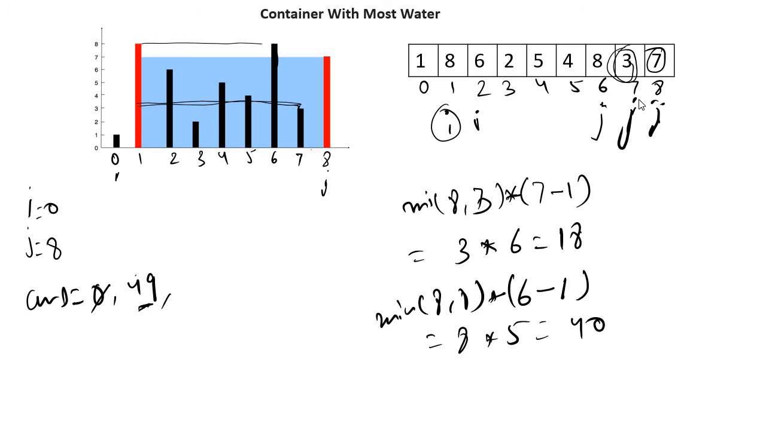Now what will be the answer? The minimum of 6 and 3 is 3, and the gap between these two bars is 7 minus 2, 5. So 3 into 5 equal to 15. This way we can calculate our answer. I think you got the approach.